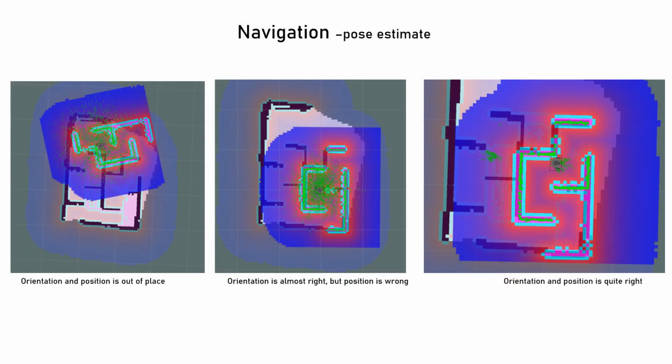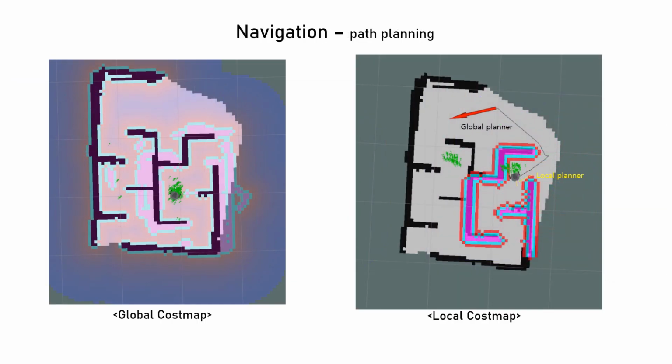The first procedure of navigation is pose estimate, and the reason they do this is because they are using two types of map, called global and local. And as you can see, the particles around the robot model are converging into one place, and that means the two maps' coordinates are starting to get together. If the pose estimate is finished, then it goes on to the path planning part.